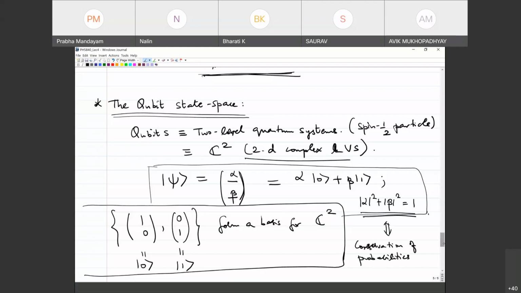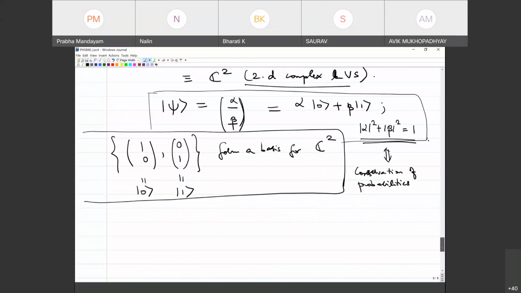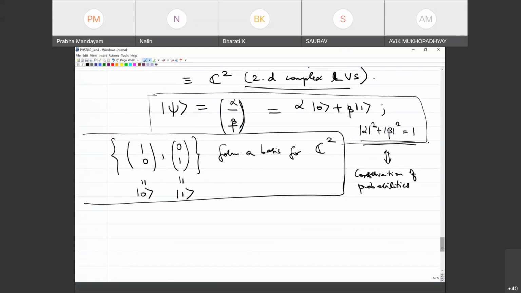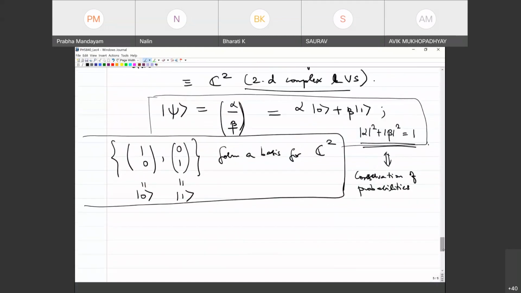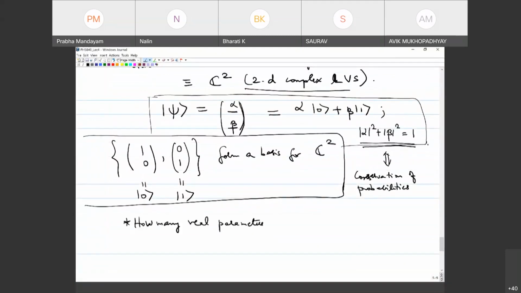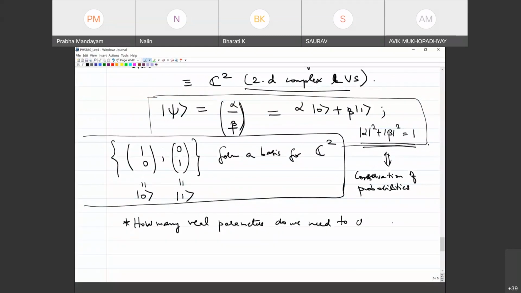I just want to take another two to three minutes to start discussing the geometric structure of the qubit space, right? So maybe just a couple more minutes. Let me now pose this as a question. I've told you that a qubit is a two-dimensional Hilbert space, a two-dimensional complex linear vector space. So let me ask: how many real parameters do we need to characterize psi?